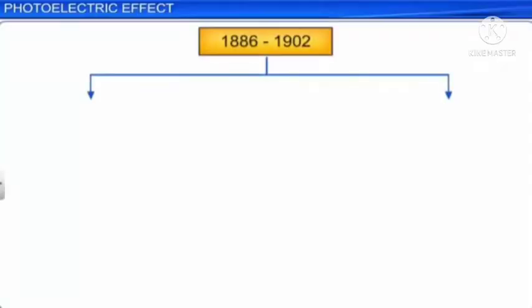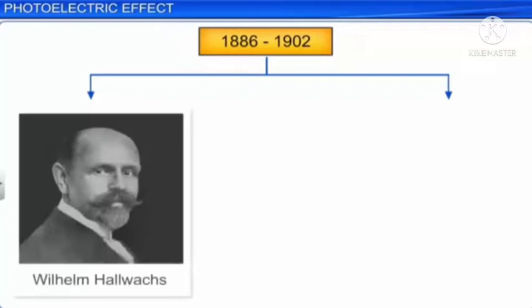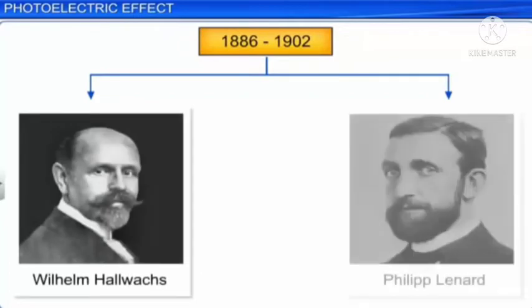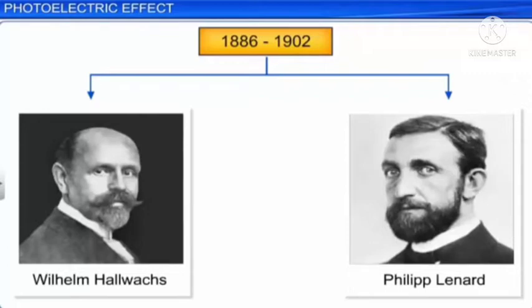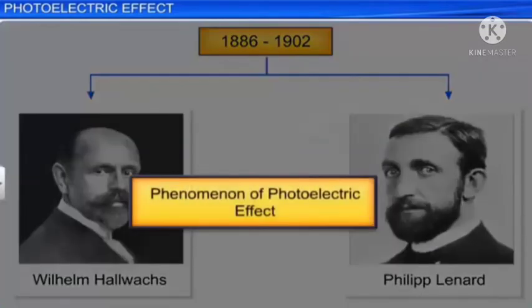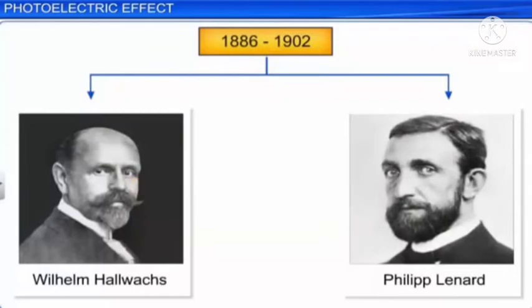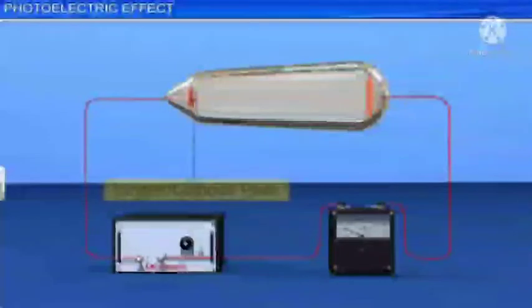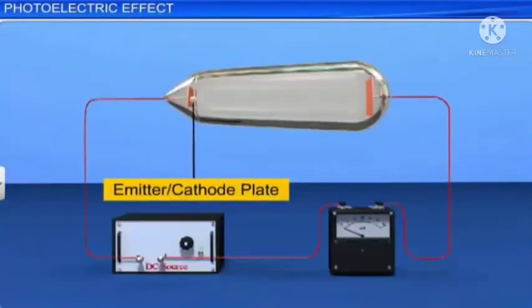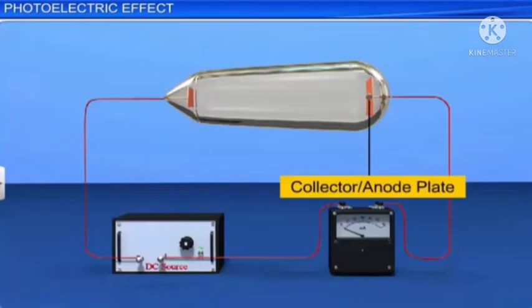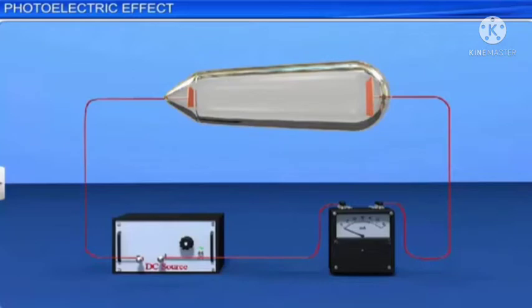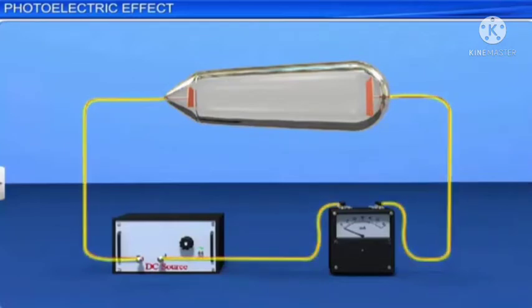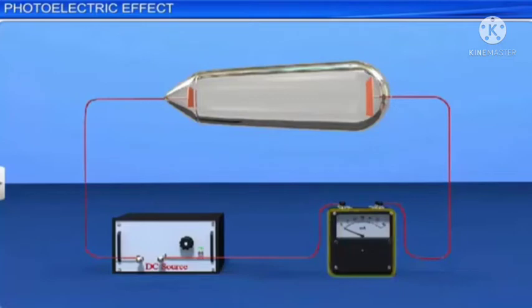During the period 1886 and 1902, two physicists, Wilhelm Hallwachs and Philipp Lenard, carried out a thorough investigation of the photoelectric effect phenomenon. Lenard conducted an experiment in which he placed two electrodes, an emitter or cathode, and a collector plate inside an evacuated glass tube. He connected the collector plate to the cathode by a wire through a sensitive ammeter to measure any current in the circuit.